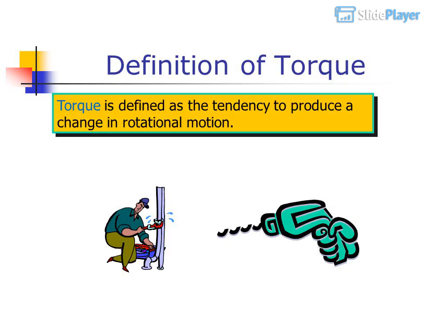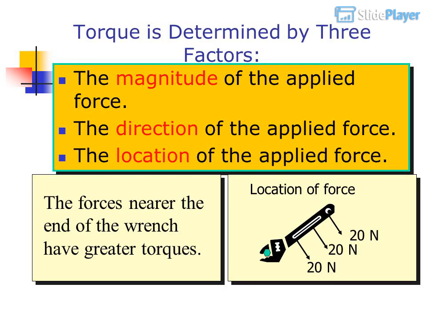Definition of torque. Torque is defined as the tendency to produce a change in rotational motion. Torque is determined by three factors: the magnitude of the applied force, the direction of the applied force, and the location of the applied force. 20 N. Location of force: the forces nearer the end of the wrench have greater torques.